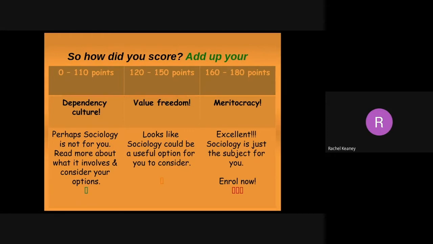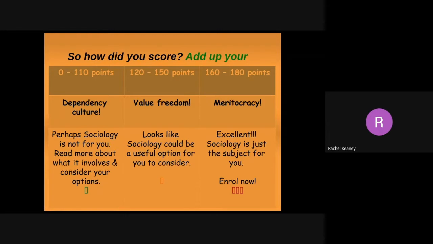If you scored at least 120, that's very encouraging. So 120 to 150 points, it looks like sociology could be a useful option for you to consider and definitely worth looking at. If you got at least 160 to 180 points, I think you're in the top bracket. So well done. Sociology is just the subject for you. Please enroll in September.